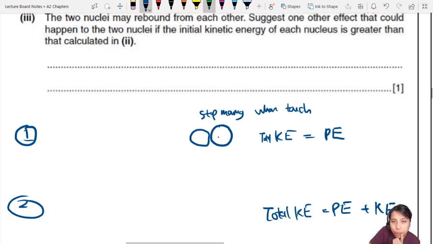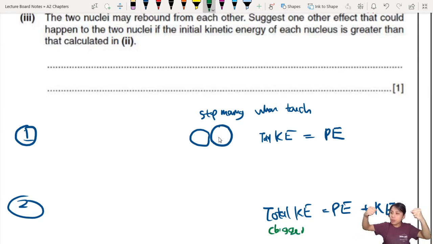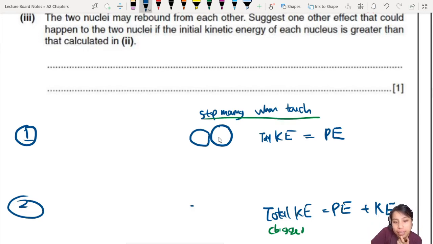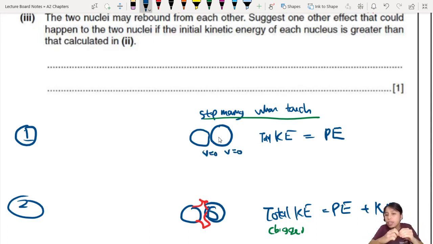Because now this one is bigger. They come colliding towards each other at a faster speed. So they won't just stop moving when they touch. They might in fact slam into each other and go pa-boom, collision. Something happens. So this one is when they both stop moving just nice when they touch. But now you start off with a bigger speed, so you go, I can't stop it, I still have energy. Pop, and they smack each other. So what could happen? This is just a 1 mark question.